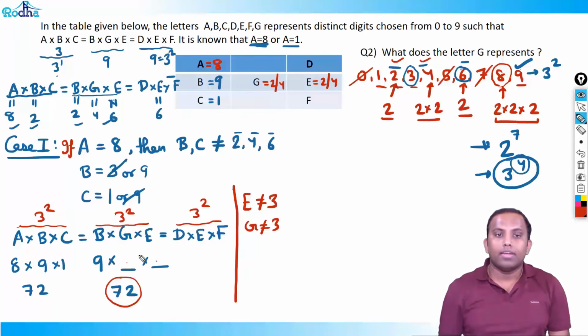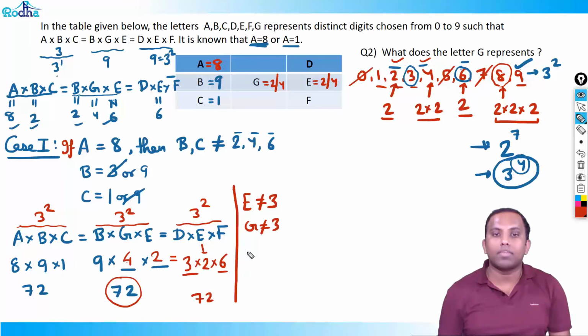Okay, for example, for the time being I'm putting G equal to 4 here. If G is 4, then E will become 2, and this number is 72. This is equal to D into E into F. So E is already 2, and obviously I'm left with only 3 and 6. Once I put 3 and 6 here, 3 into 6 is 18, 18 times 2 is 36. It has to be 72. It is not satisfying. That means G cannot be equal to 4.